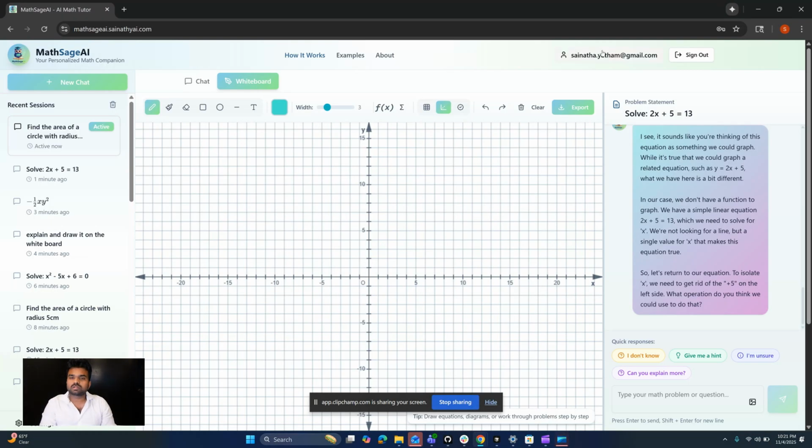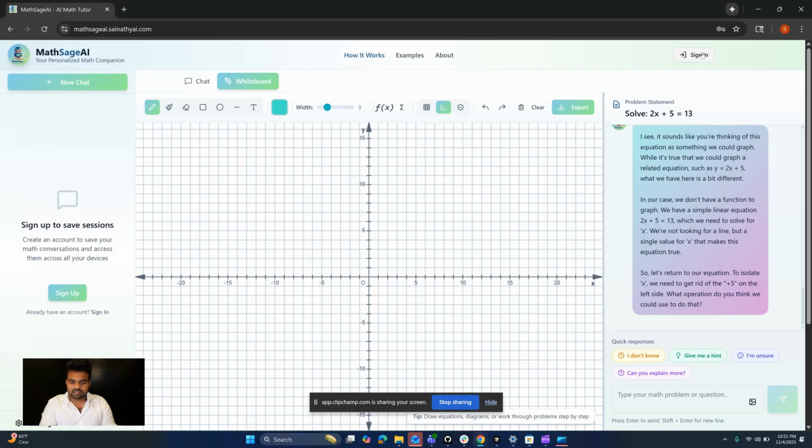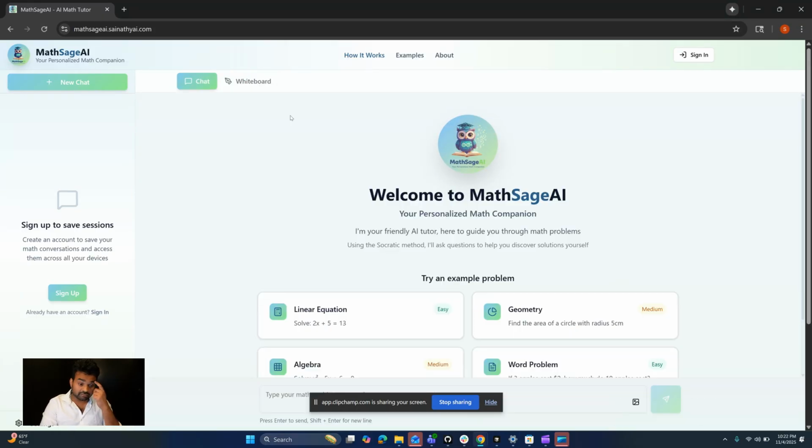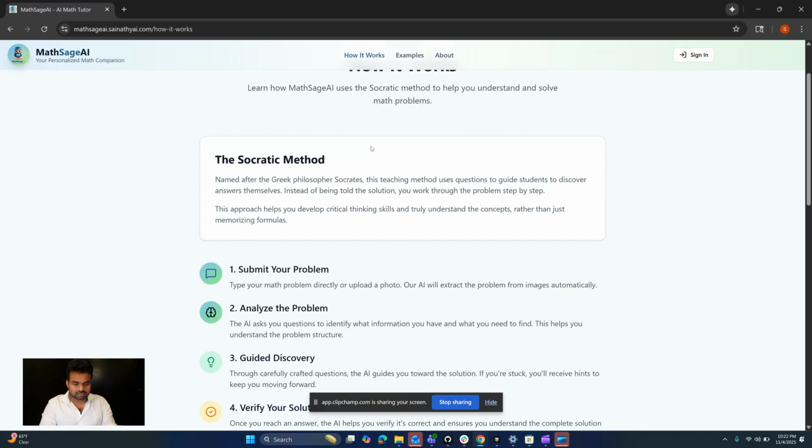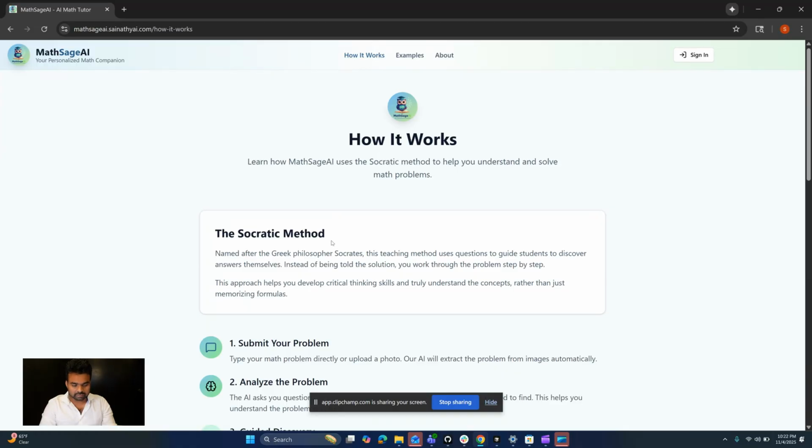Hello all. I'm presenting you with a math tutoring app, MathSageAI, that helps students learn math on their own without anybody's help, with the help of AI. AI helps you learn the math, and here you can go through how it works. It uses the Socratic method, meaning it asks you questions until you arrive at the answer. It's not going to answer you directly.